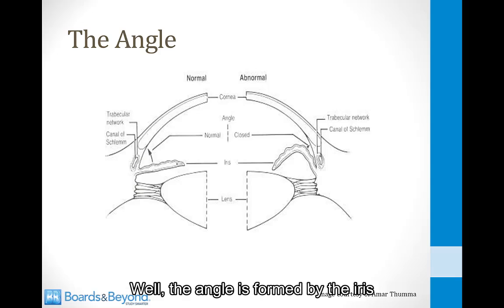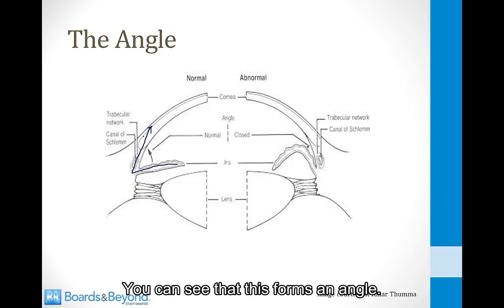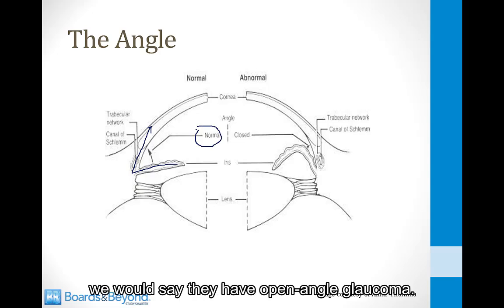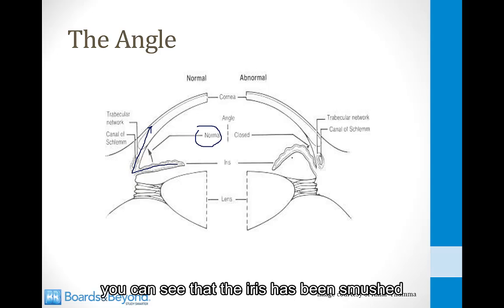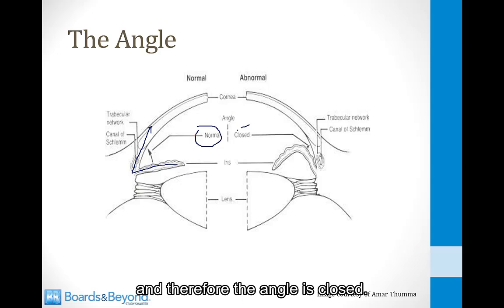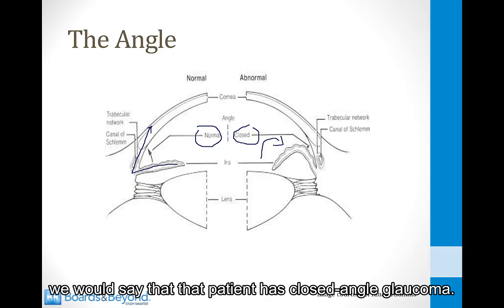Well, the angle is formed by the iris and the ciliary muscle and the cornea going forward. You can see that this forms an angle. And in this example on the left side of the screen, the angle is open or normal. So if a patient had this type of angle and the patient had glaucoma, we would say they have open angle glaucoma. If you look at the right side of the drawing, you can see that the iris has been smushed against the ciliary muscle and the cornea, and therefore the angle is closed. So if a patient had this type of situation and developed glaucoma, we would say that that patient has closed angle glaucoma.